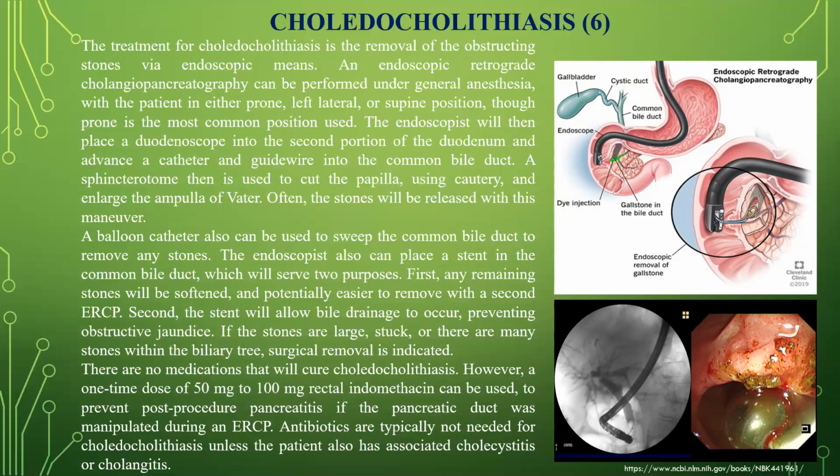The endoscopist also can place a stent in the common bile duct if needed, which will serve two purposes. First, any remaining stone will be softened and potentially easier to remove with the second endoscopy. And second, the stent will allow bile drainage to occur, preventing obstructive jaundice. If the stones are large, stuck, or there are many stones within the biliary tree, surgical removal is indicated.